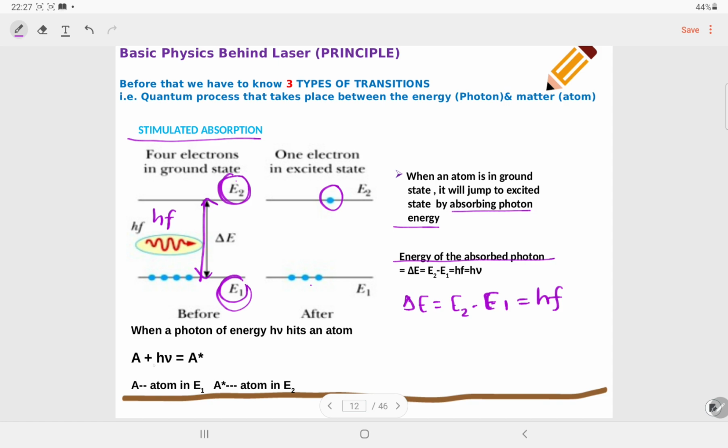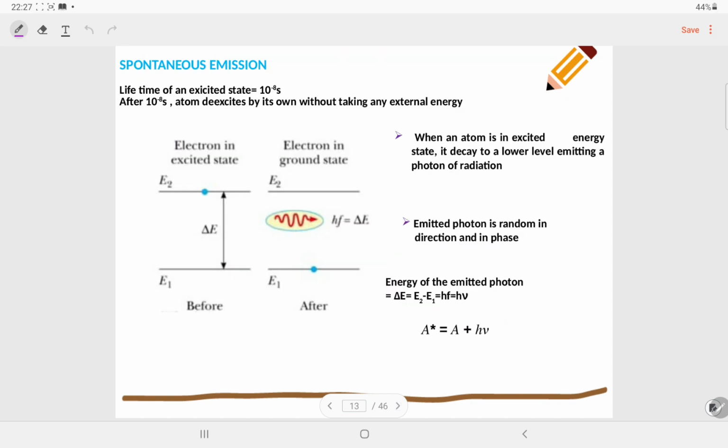This process is explained here with the equation, where A is our electron or atom. If an atom absorbs the photon h nu, then A star is our final product, and A star is the atom in the E2 state. So this was all about the absorption process.